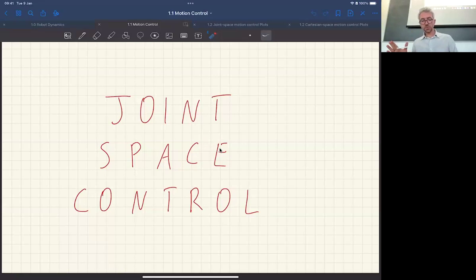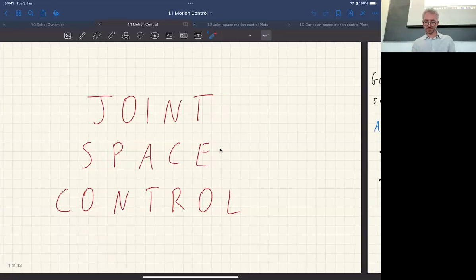When you talk about motion control, typically you have two main classes. Either you want to control the robot in joint space, so that's called joint space control, or you want to control it in Cartesian space. So you want to control the motion of the end effector of the robot, and you don't care about what the joints do. That's more advanced. So we start with joint space control and then we move to Cartesian space control.